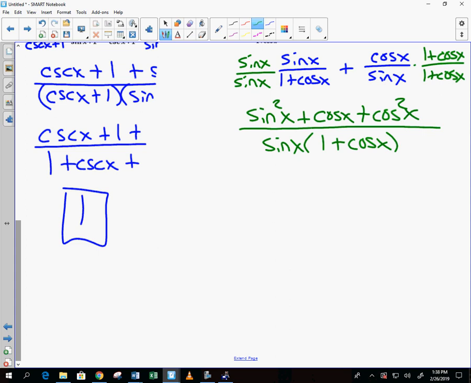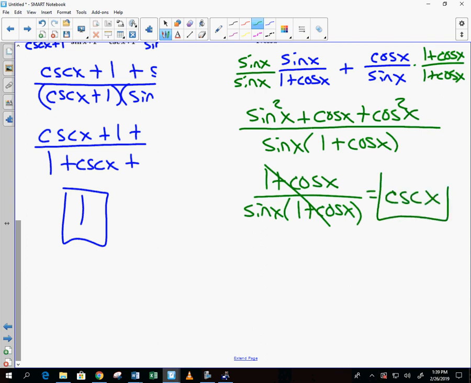So therefore, you have 1 plus cosine in the numerator. Yeah, 1 plus cosine of x in the numerator. And the denominator is sine of x times 1 plus cosine of x. Hold on, 1 plus cosine of x. Notice that those cancel, and we get 1 over sine, which is cosecant of x.